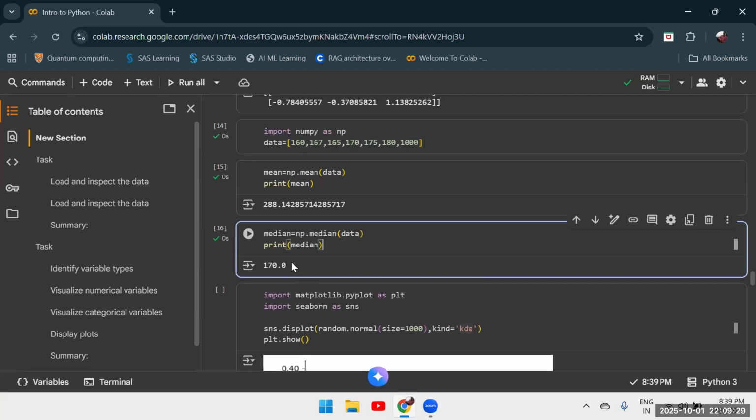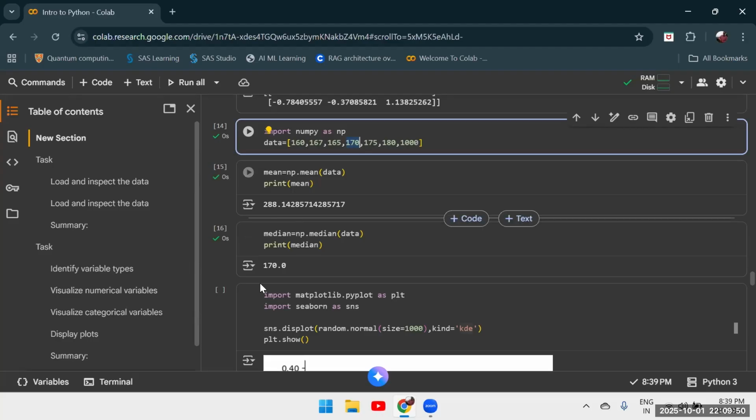How will it calculate, sir? How will it handle the value 1000? It doesn't consider the last value, first value and all. It just takes the middle value alone. If there are 7 numbers, which is the middle value? 1, 2, 3, 4. 170 is the middle value, right? So it takes 170.